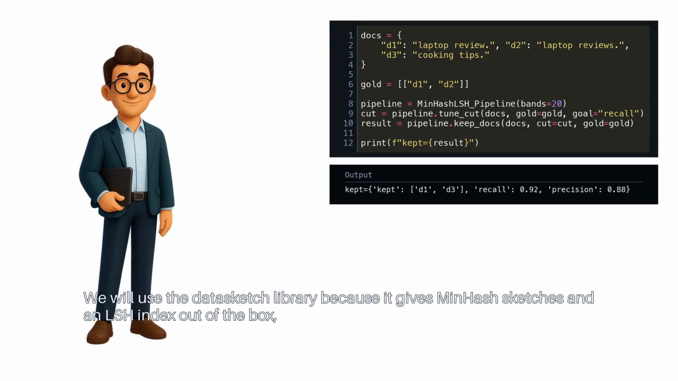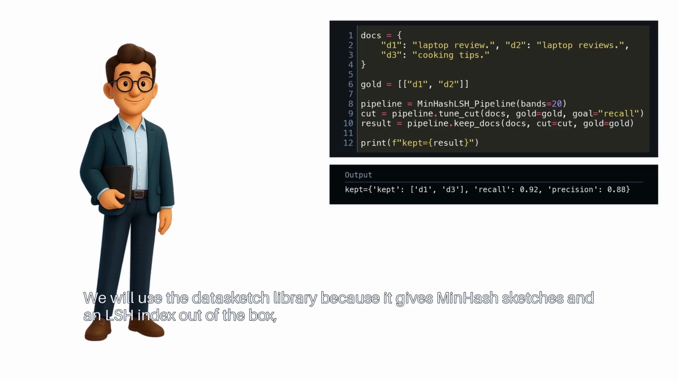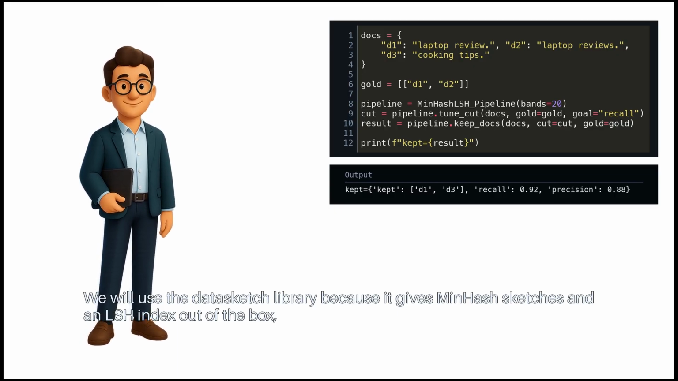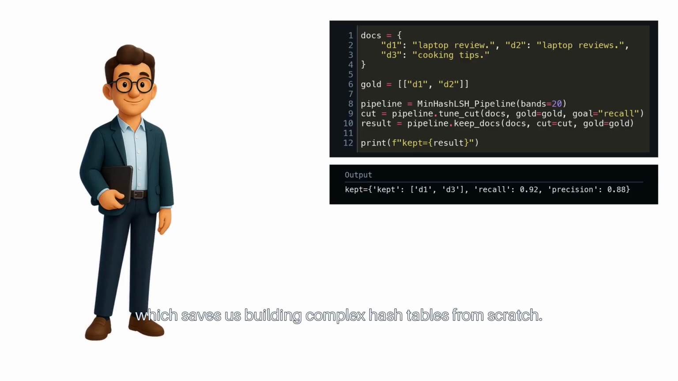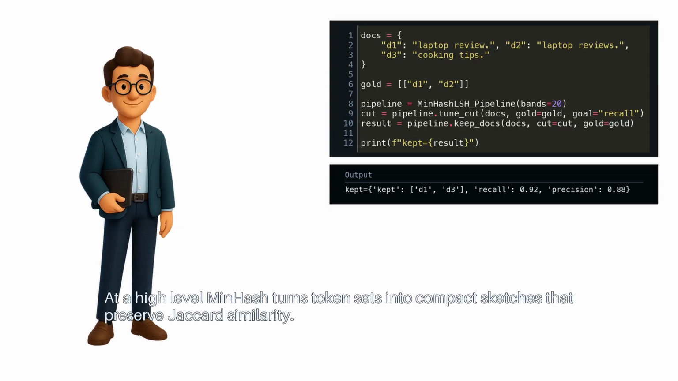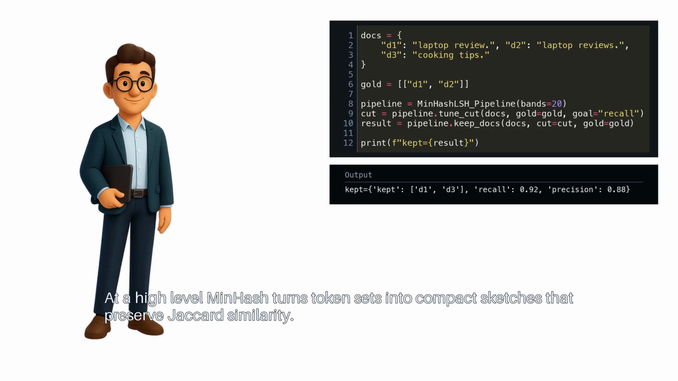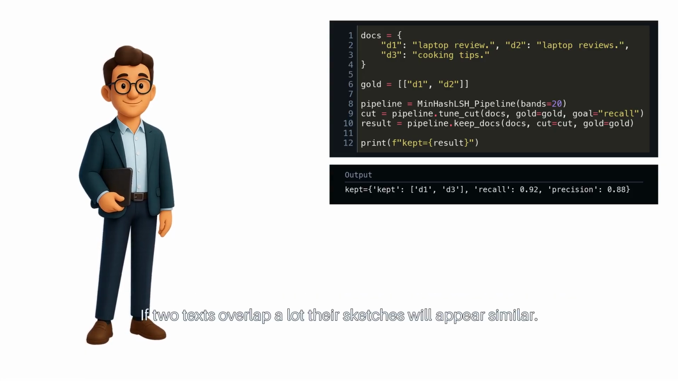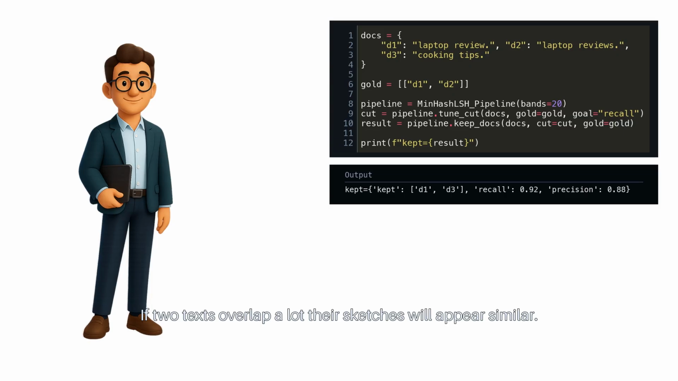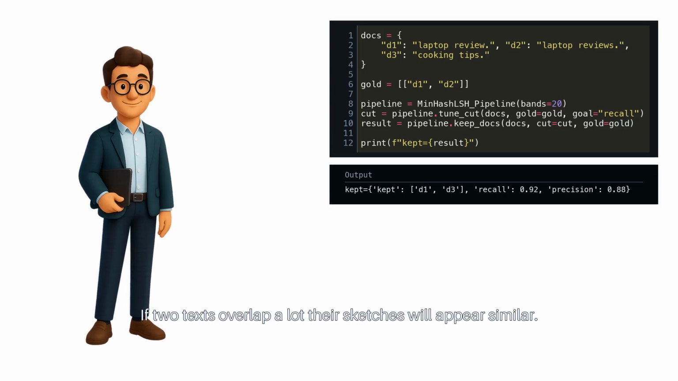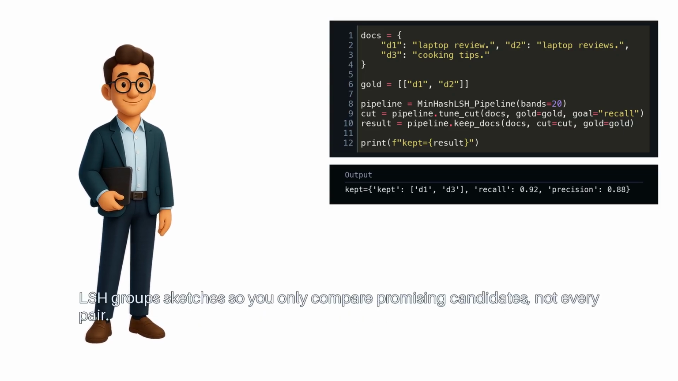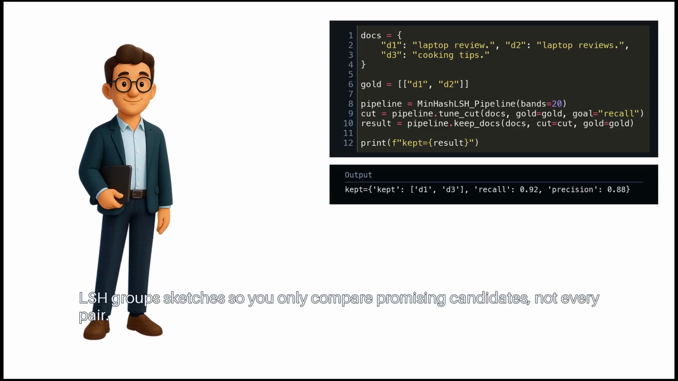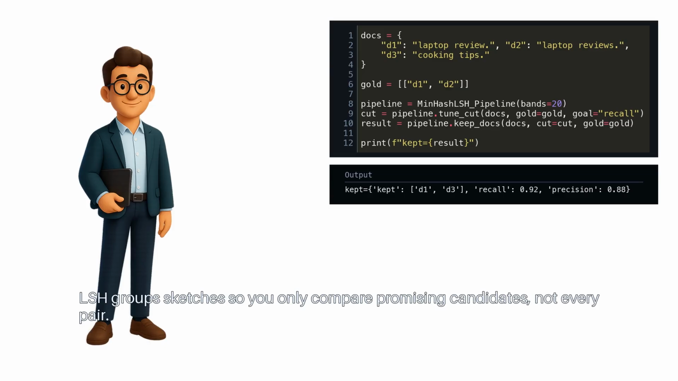We will use the datasketch library because it gives MinHash sketches and an LSH index out of the box, which saves us building complex hash tables from scratch. At a high level, MinHash turns token sets into compact sketches that preserve Jaccard similarity. If two texts overlap a lot, their sketches will appear similar. LSH groups sketches, so you only compare promising candidates, not every pair.